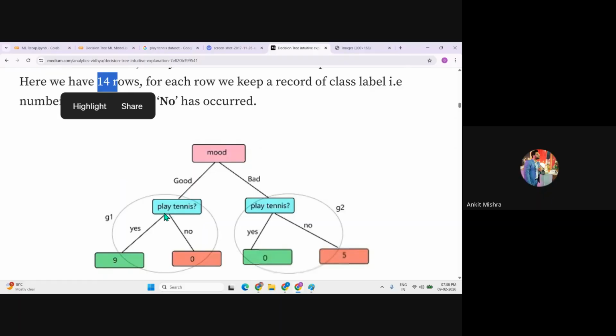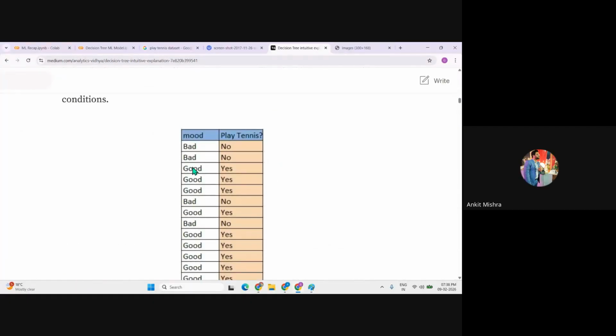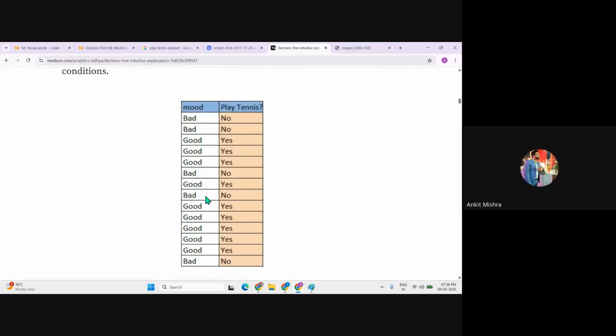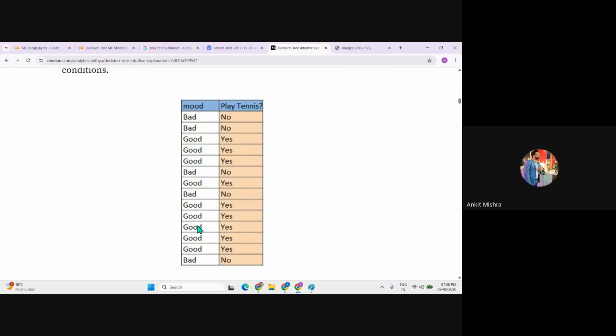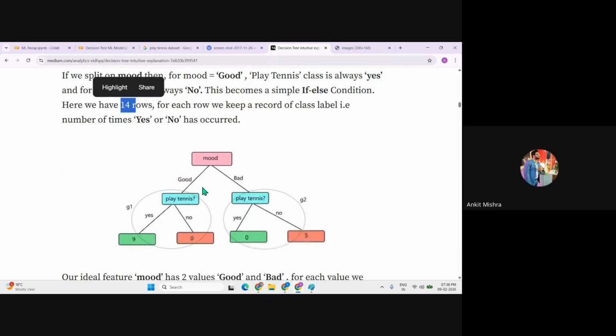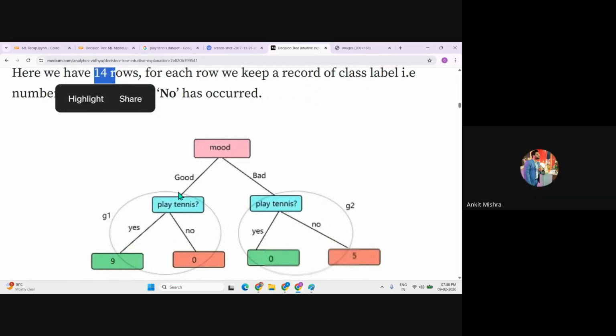Now, if the mood is good, the player will always play tennis, and we are getting 9 times yes and 0 times no. Let's just check. Whenever the player has a good mood, they always play tennis, right? You can just check: 1, 2, 3, 4, 5, 6, 7, 8, 9. So whenever you ask them about the mood, and if the mood is good, the player will always play tennis, and it is correct 9 times.